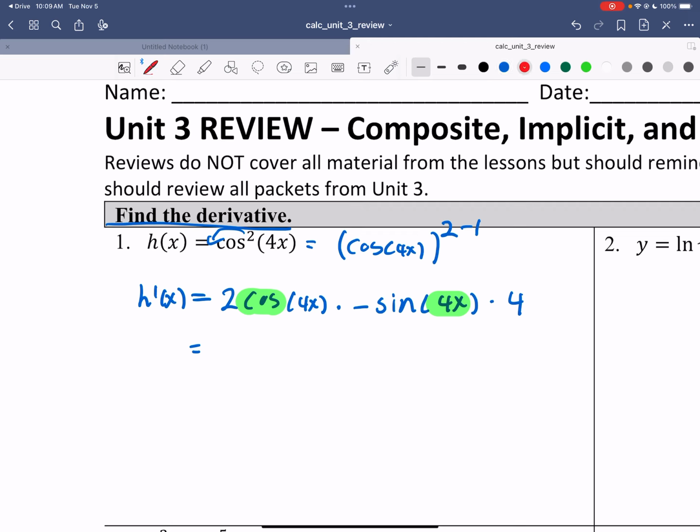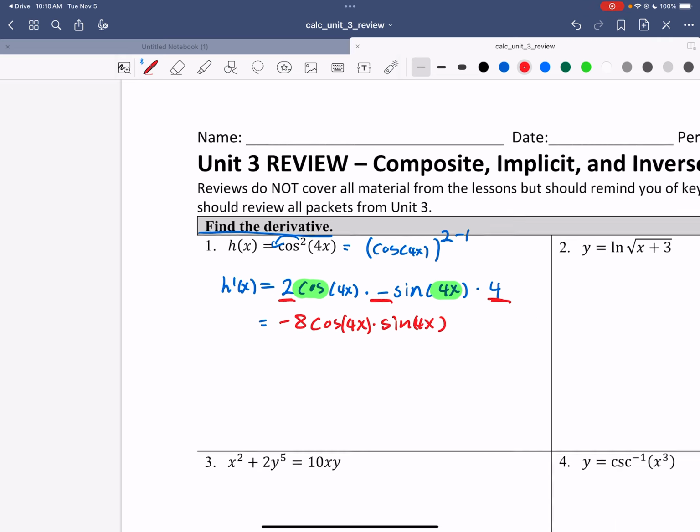So when you simplify, we have to deal with a 2 times negative times 4. So it's going to be negative 8 cosine of 4x times sine of 4x. I think it's better for me to put parentheses like this. And that's it.